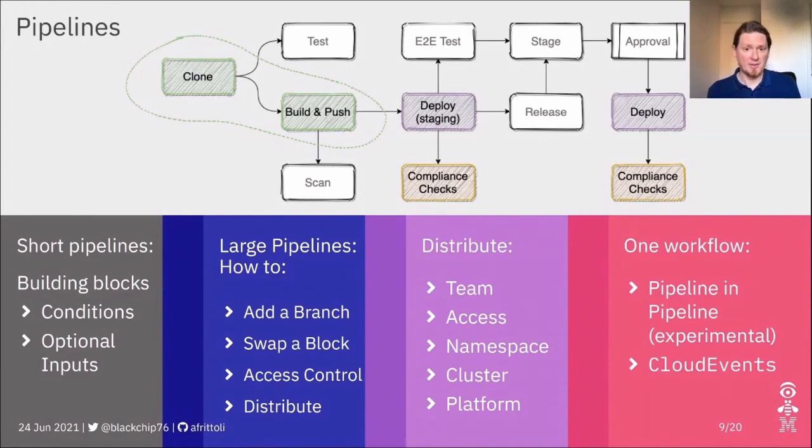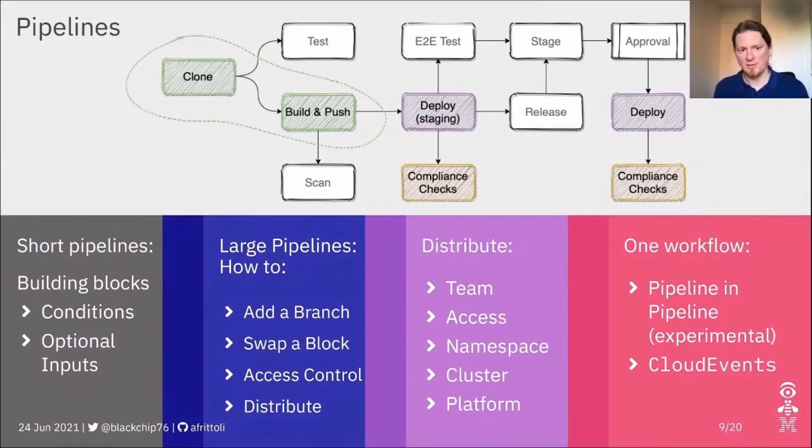And you can have small pipelines like the one that I mentioned: clone, build, and push. And then every team can own the pipeline they're responsible for. But then you still want to have one workflow. So how can you achieve that? We have one experimental feature which allows you to run pipelines in pipelines. So you can have a pipeline where you trigger sub-pipelines, basically, and that is a way to compose pipelines together. Another option is cloud events, which would allow you to trigger pipelines asynchronously.